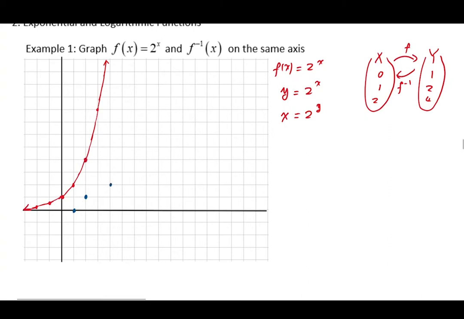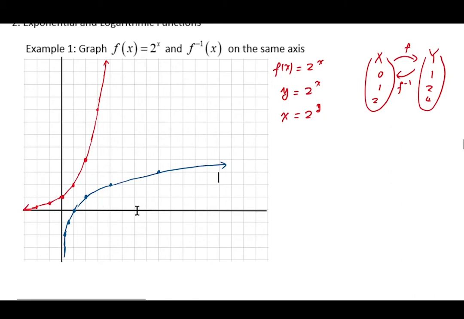Do you see why it has to be so symmetric like this now? And then (4, 8), (8, 4). And this one you have to be a little careful. (-1, 1/2) becomes (1/2, -1) right there. And (-2, 1/4) would be (1/4, -2). So it would be right there. So it's asymptotic this way.